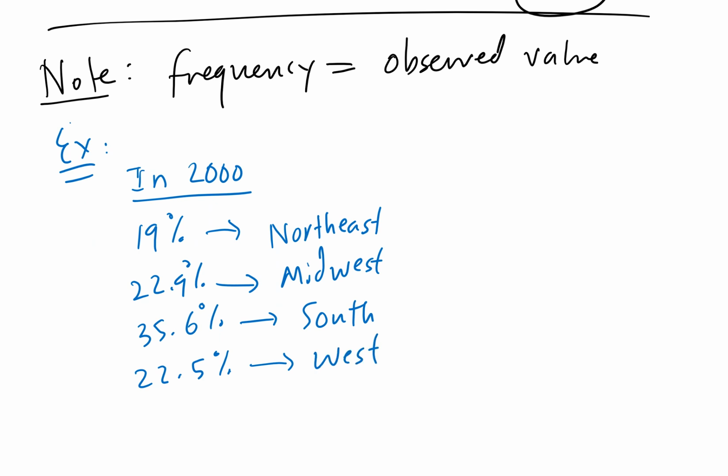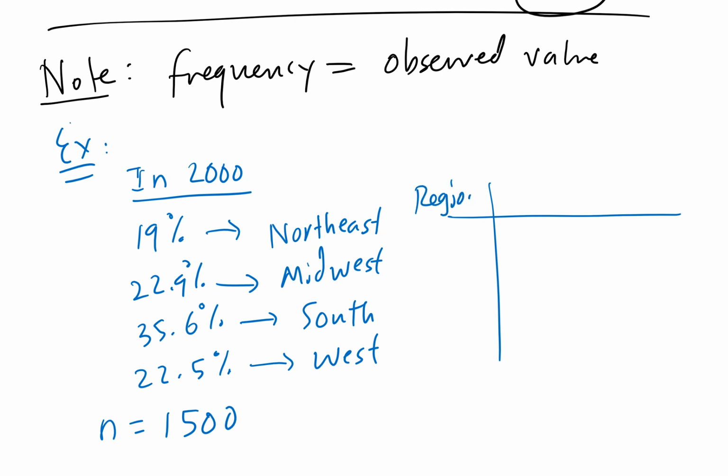Okay, and based on this, he collected a sample of 1,500 households in the United States and obtained their frequencies. So here is the region, and these are the frequencies.